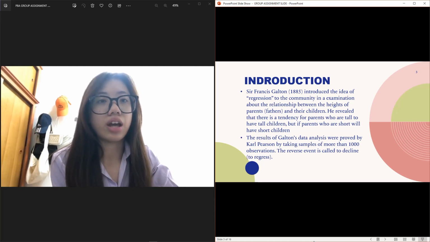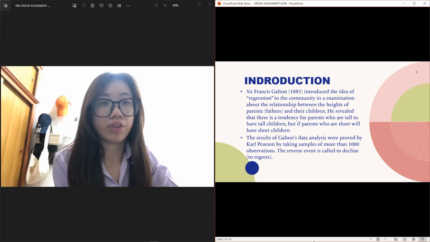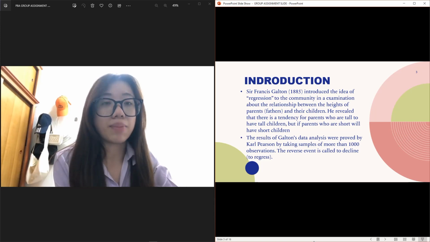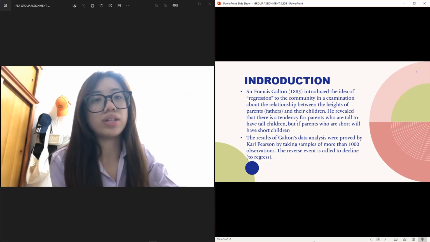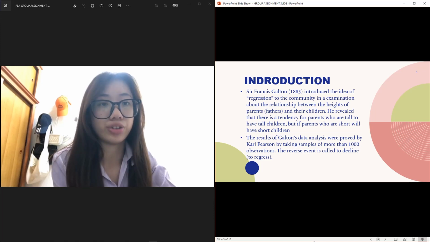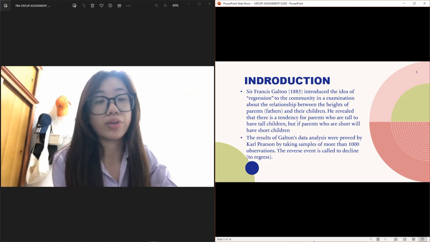Sir Francis Galton introduced the idea of regression to the community in examining the relationship between the heights of parents and children. So what is regression?